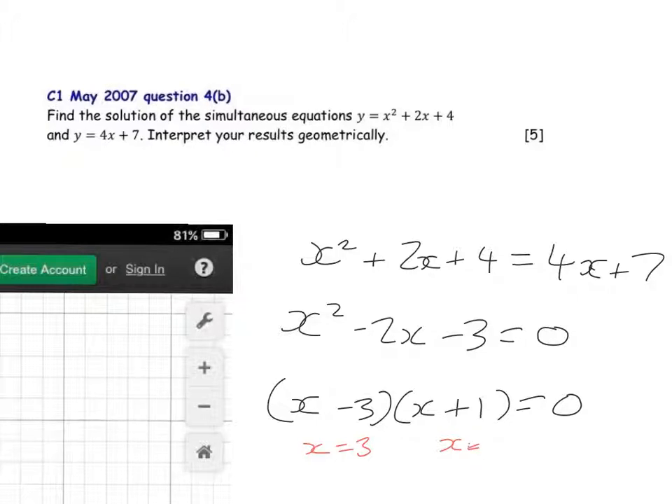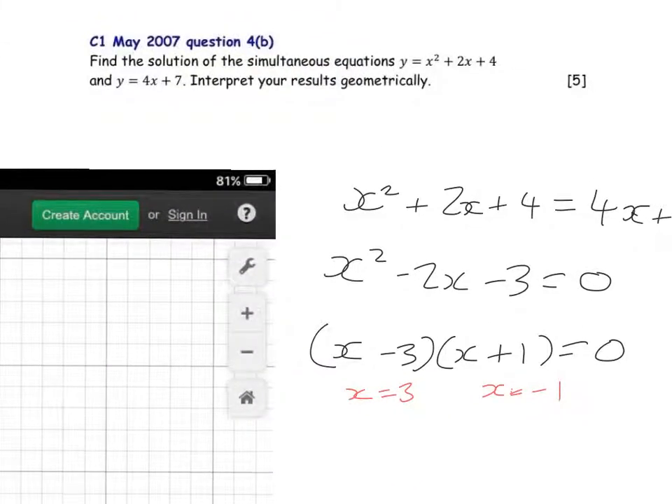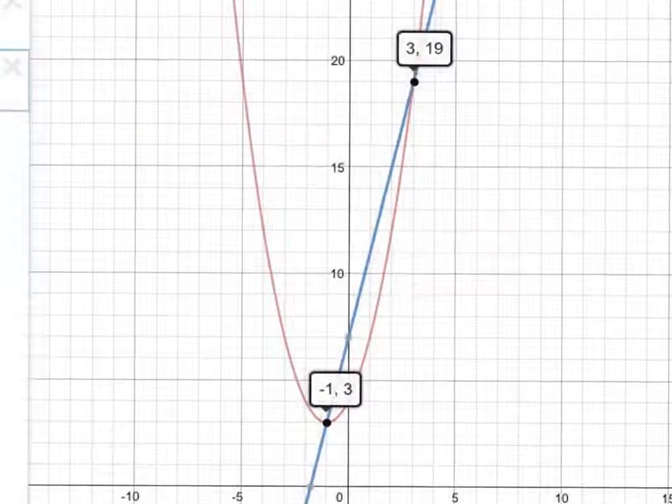So what we were doing from there was we were subbing those into either this one here or this one here to find out what the y coordinates are. So let's do that for example. When x is 3, sub in here, 4 times 3 is 12, add the 7 is 19. So that's how we got that 3, 19 over there. And when we sub in minus 1, 4 times minus 1 would be minus 4, add the 7 would be positive 3, so there you go, you've got minus 1, 3.